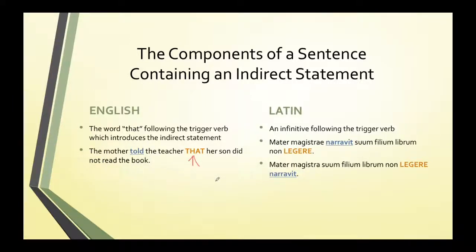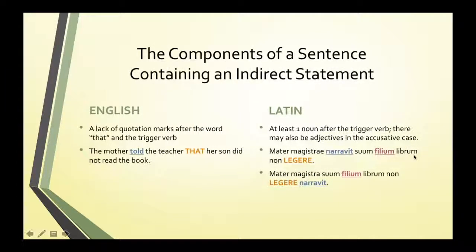Latin does not have a word for that, which will be used to introduce the indirect statement. Instead, the indirect statement is recognized by the fact that the verb in the indirect statement is written in an infinitive form. This may sometimes be after the trigger verb, or if the trigger verb is at the end of the sentence, it will come in front of it.